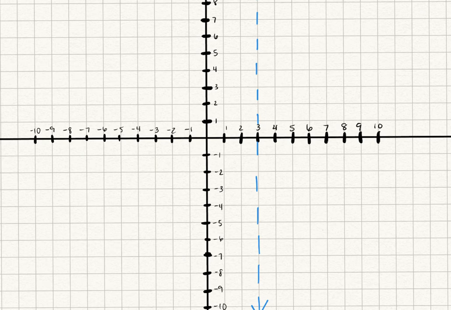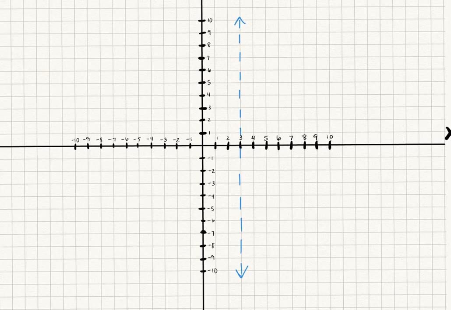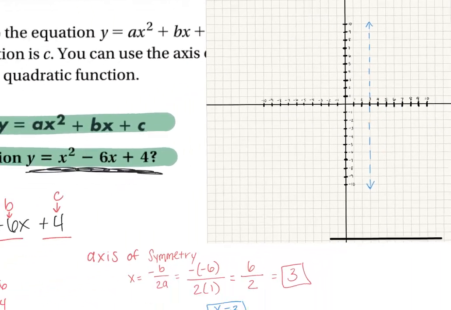Anderson? Why is it a dotted line? Because it's not part of our graph. It's just the axis of symmetry. What's going to happen is we're going to see both sides of our actual graph being symmetrical about this line. When we actually graph it, we don't need to have the axis of symmetry. It's dotted because it's not part of our graph. Good question.